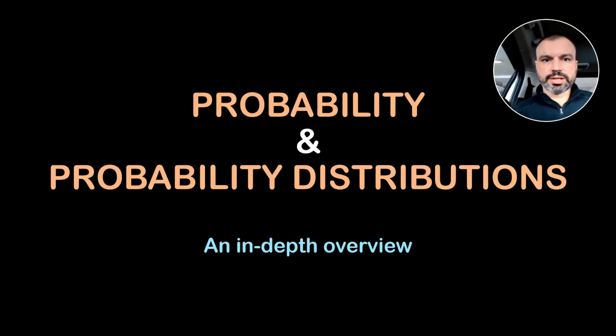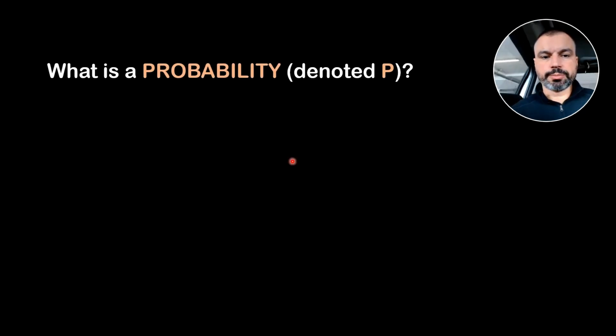In data science and machine learning, having a basic understanding of probability and probability distributions is an absolute requirement. And this video aims to provide you with an overview of what probability and probability distributions are, and should prepare the ground for a next video that will introduce the normal distribution, which is the most widely used probability distribution in data science. So let's begin by defining the term probability.